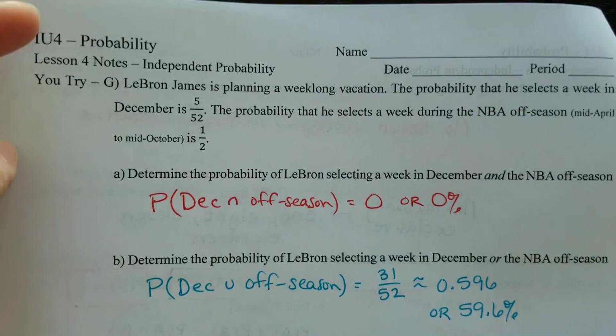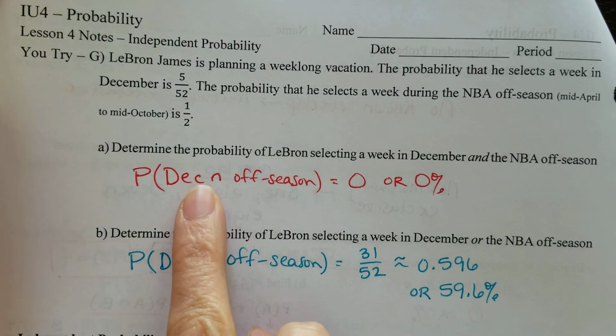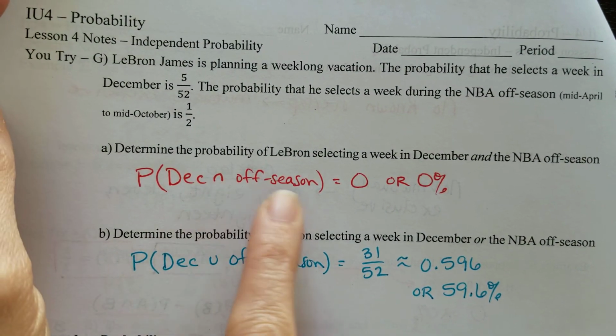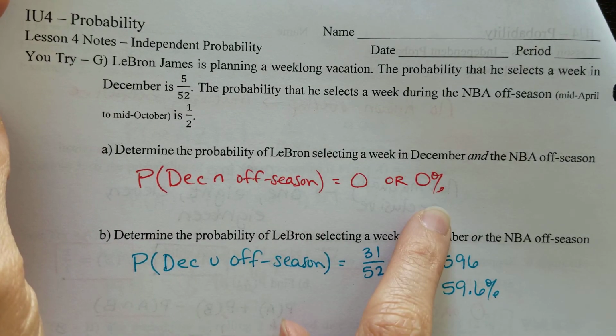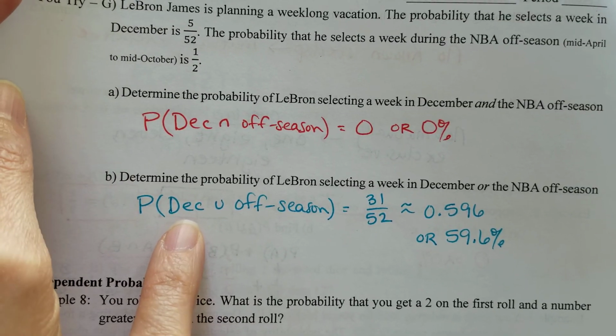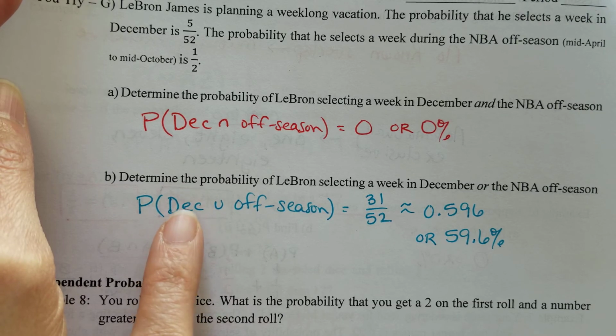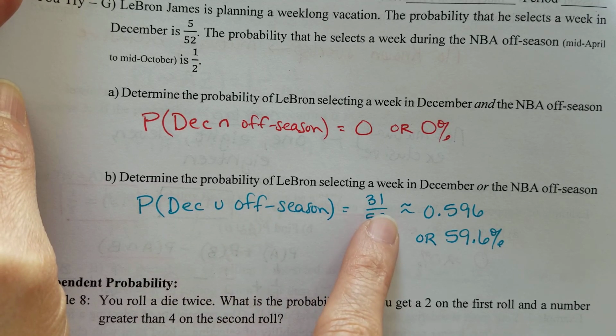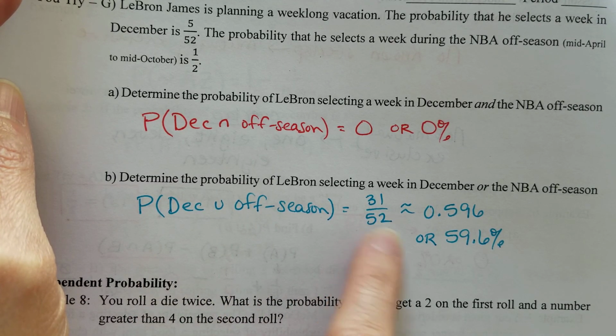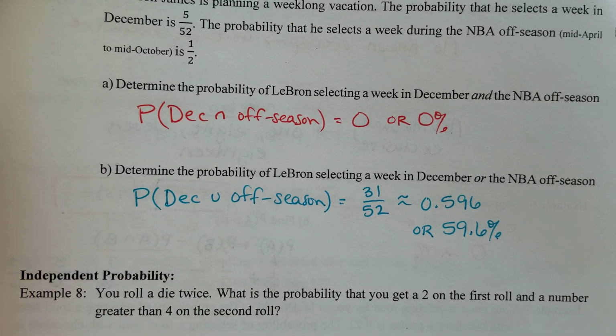We have a question about LeBron James planning a vacation. Again, he cannot plan a trip that's in December that's also in the off season, so that's a 0% chance. But he could plan a trip that's either in December or in the off season, and there are 31 out of 52 weeks available for that. All right, that's the end of this one, guys.